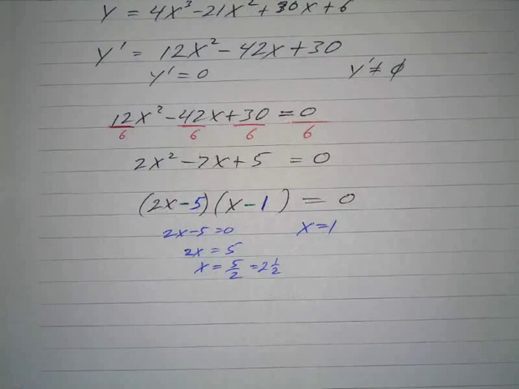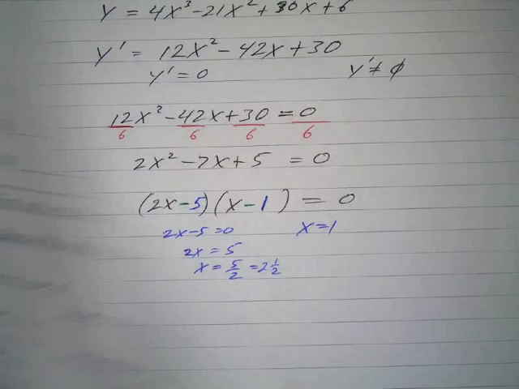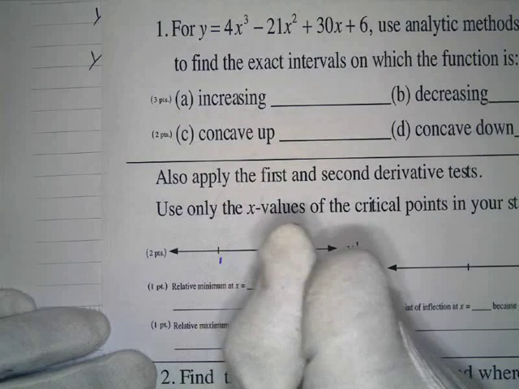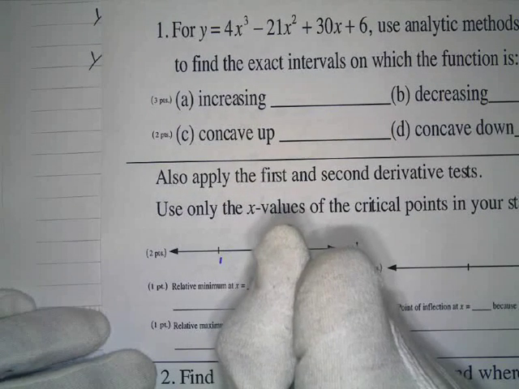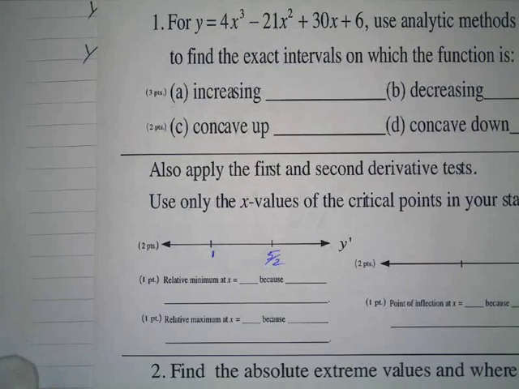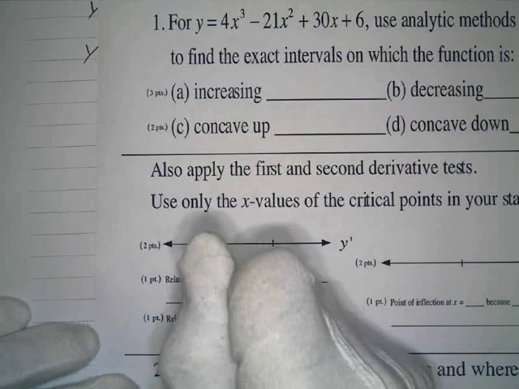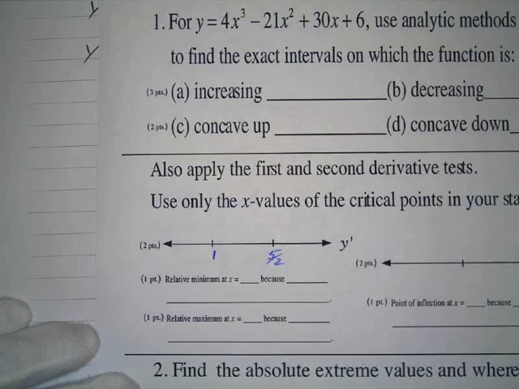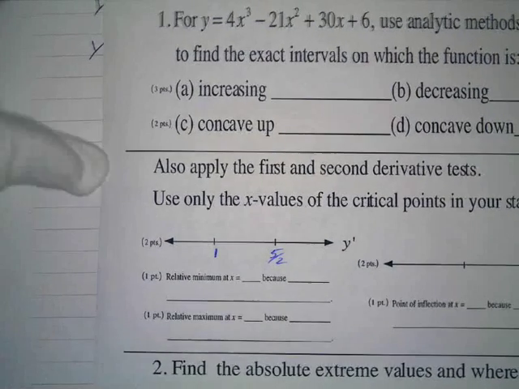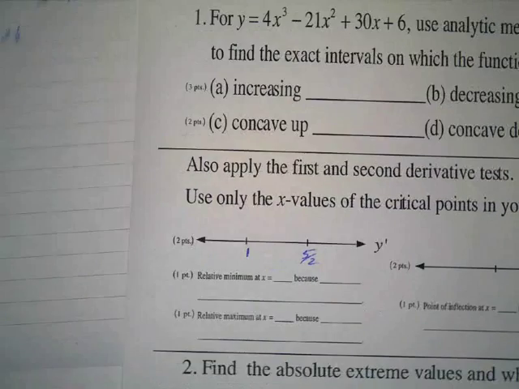So those would be the numbers that go over here. 1 and 5/2, I guess. Okay, so those are my critical numbers, so those have to be in there. That's going to be one of the points and stuff. Now we have to check the signs over here and see what's going on.